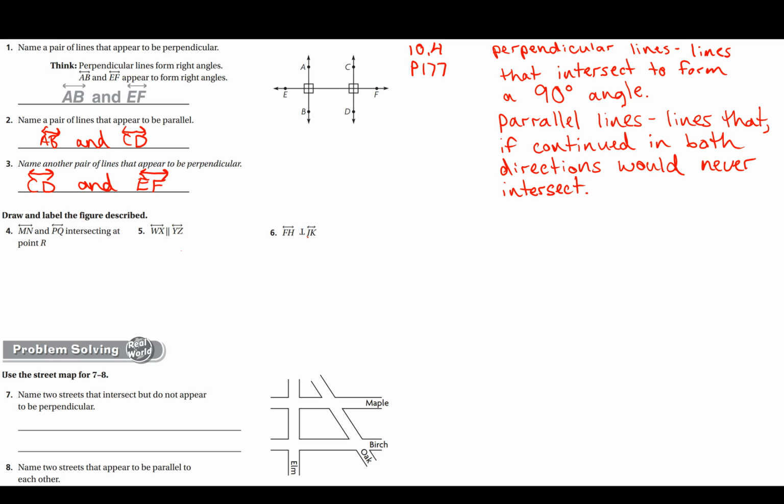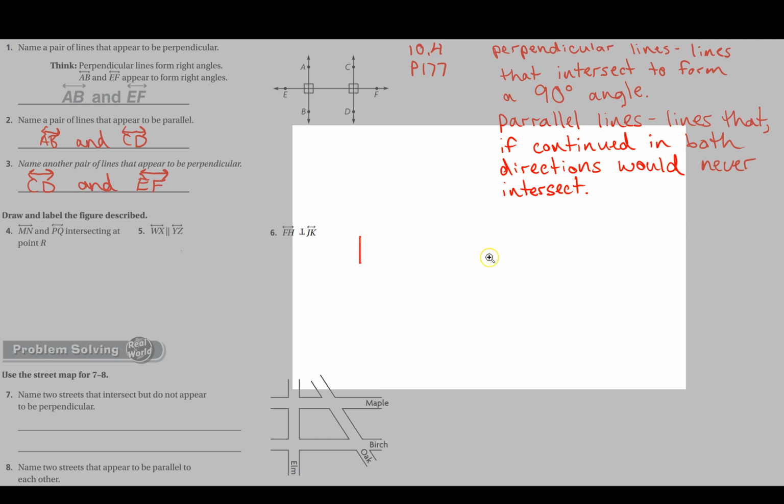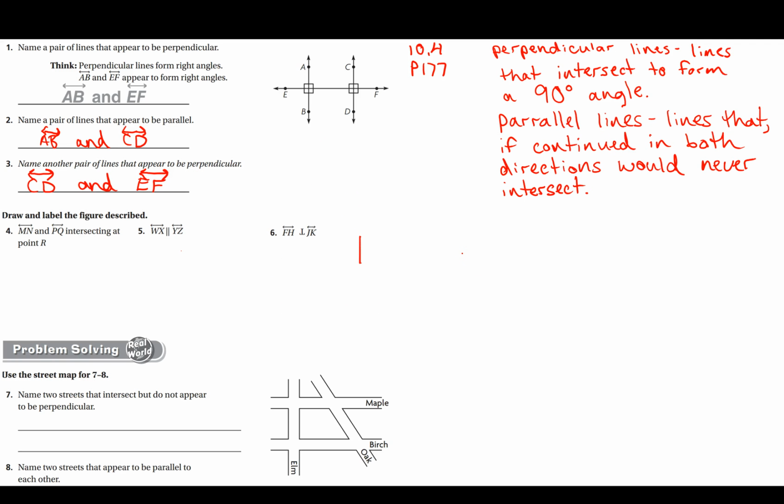So I'm going to again use my Post-it note for my straight edge. As best I can, I'm going to make this a line, line FH. So F and H. And then it has to be perpendicular, so I'm going to try to make a perfect 90-degree angle, again, the best I can.